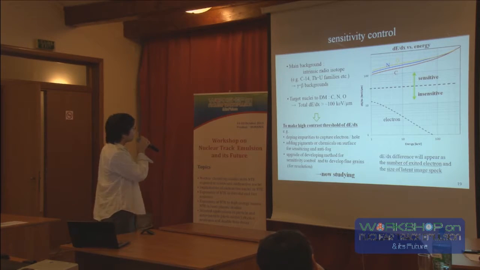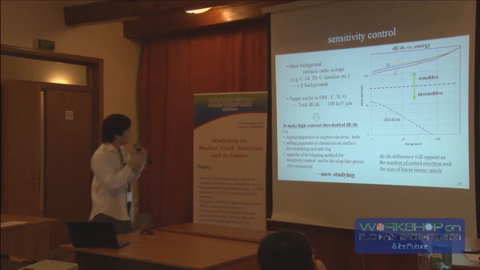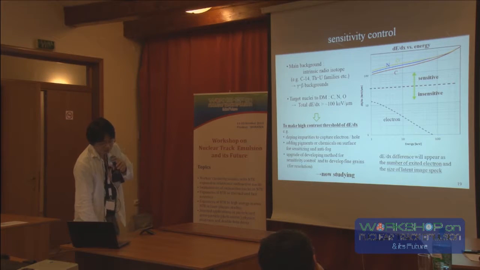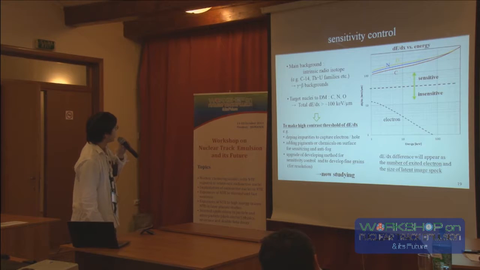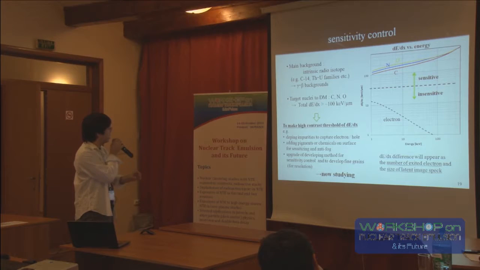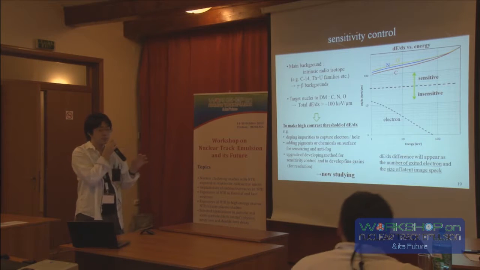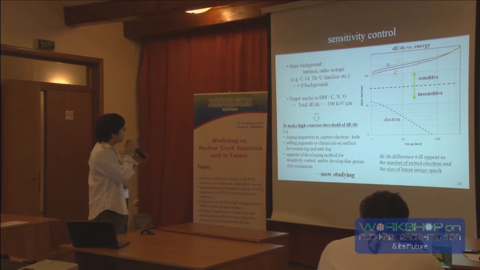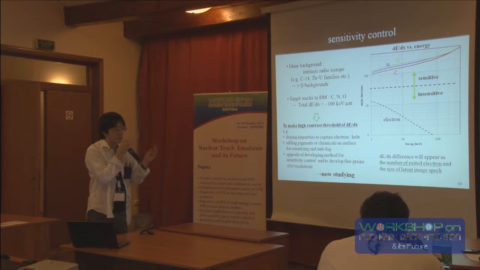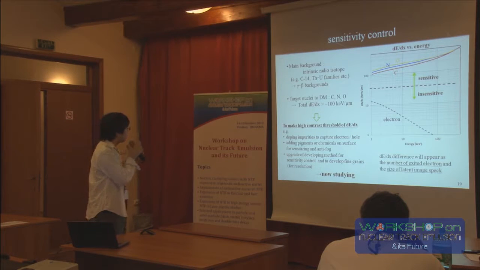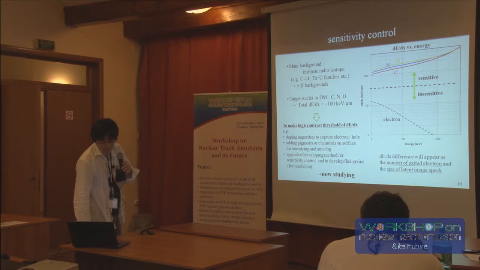To make such a high-contrast threshold, we are now studying the following sensitizing methods, like doping impurities to capture electrons and electron holes, and adding pigments or chemicals on the surface for sensitizing or antifogging. Development is also studied for sensitivity control, and finer developed grains to improve the resolution.